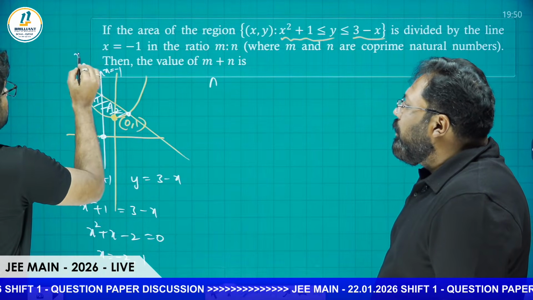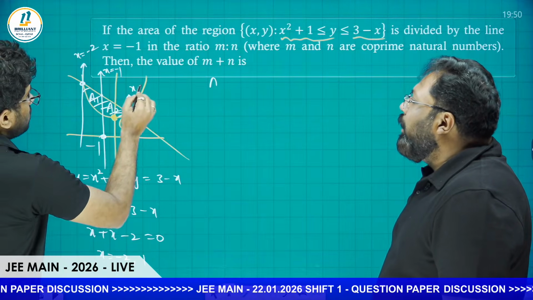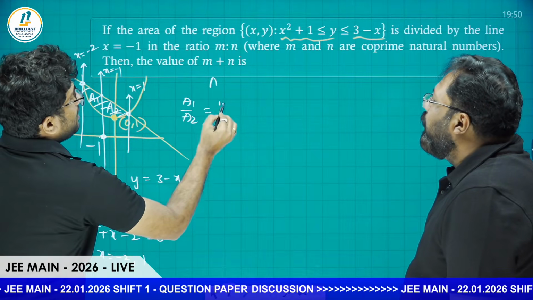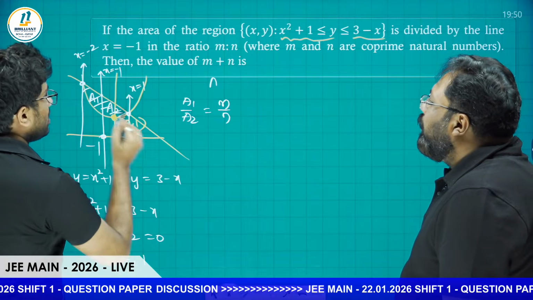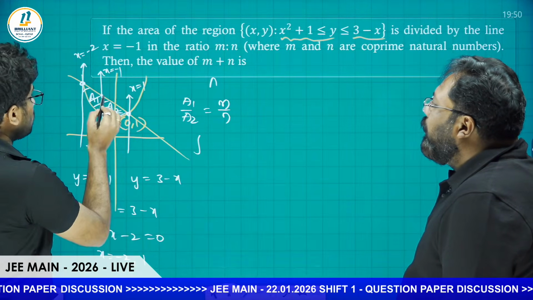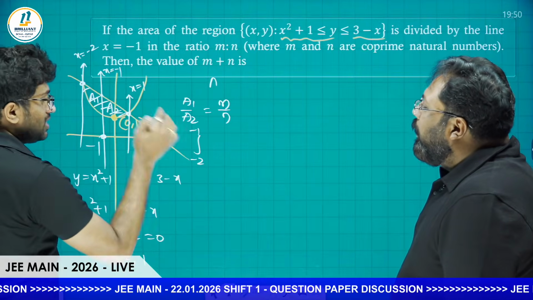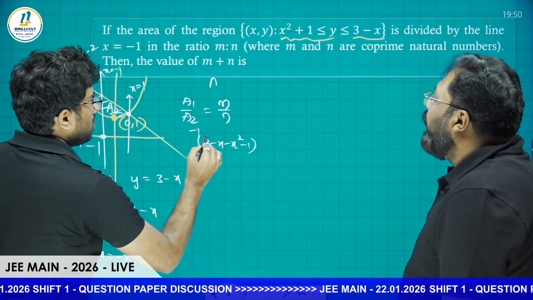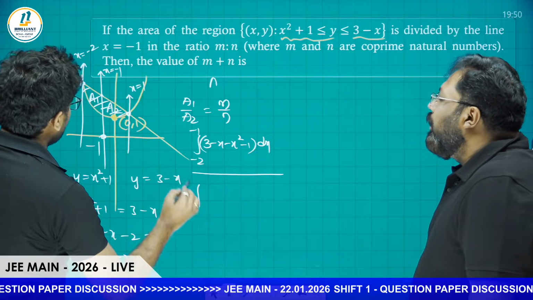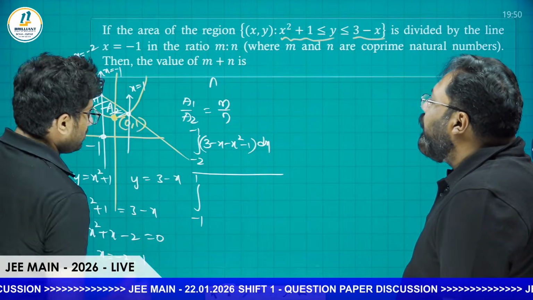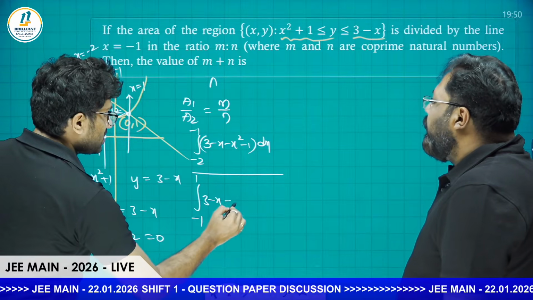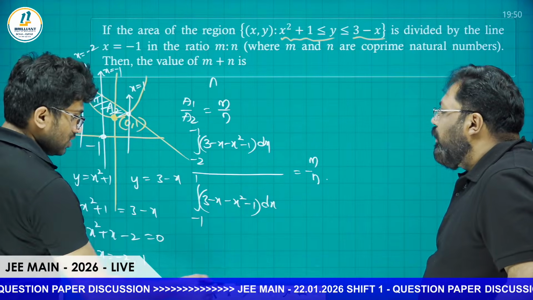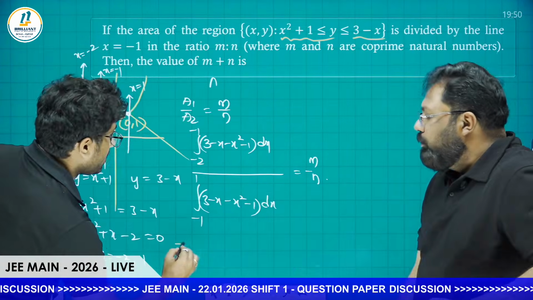So that means this is x equals minus 2, this is x equals 1 plus 1. So a1 by a2, they have given it as m by n. Now what is a1? a1 is nothing but the integral from minus 2 to minus 1, upper region is the line, minus the lower boundary, the parabola. So (3 minus x) minus (x square minus 1) whole dx, divided by again from minus 1 to plus 1, upper region same, (3 minus x) minus (x square minus 1) whole dx, and this is equal to m by n.